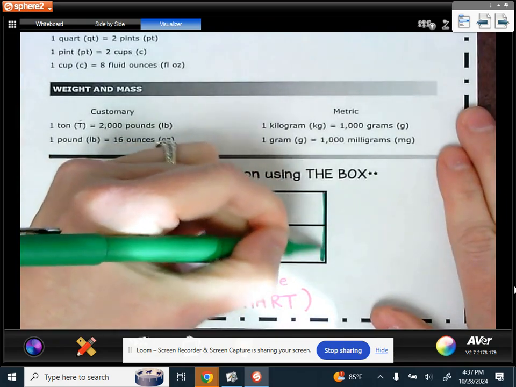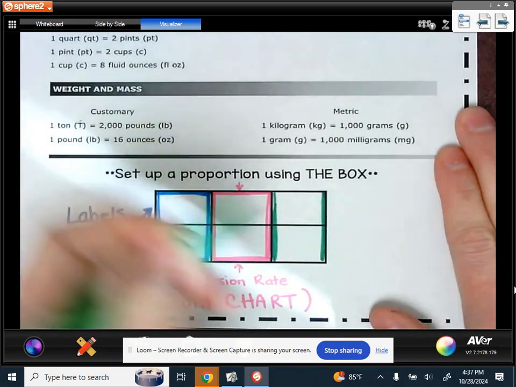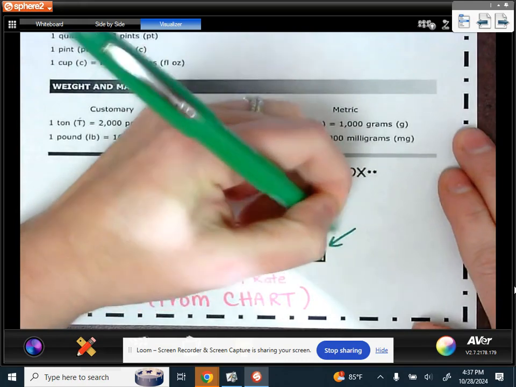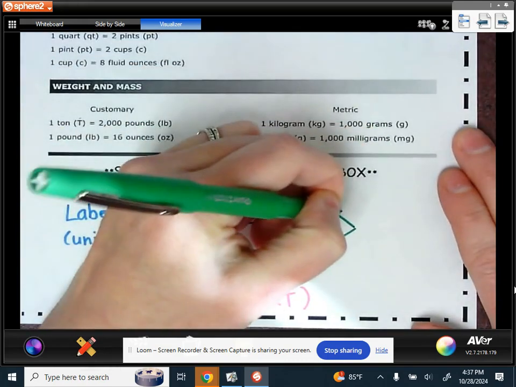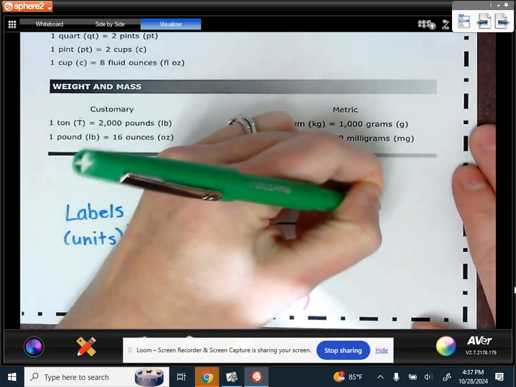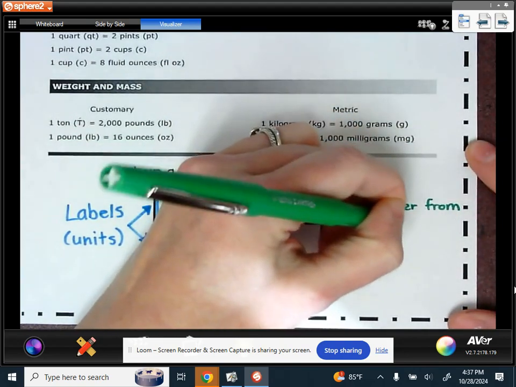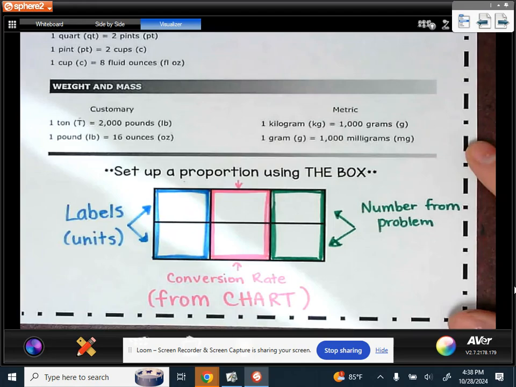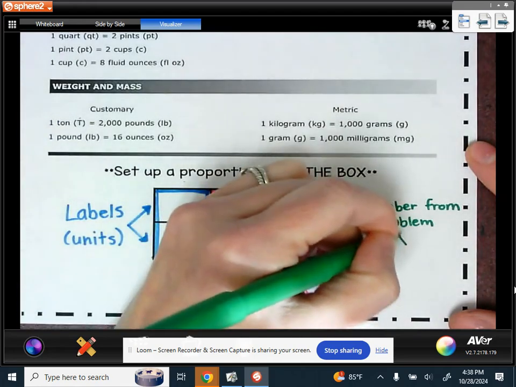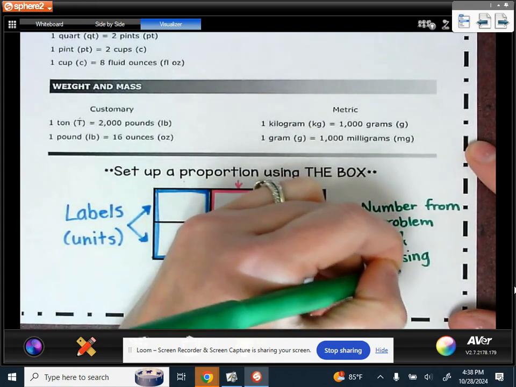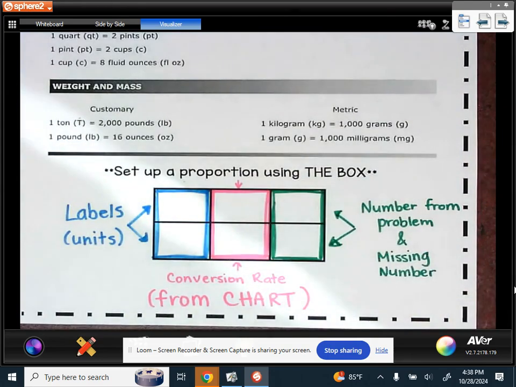But let's talk about what's going to go in these last 2 sections of your box. We said that there's 1 number from the problem. So that number from the problem is going to go in one of those boxes. And where it goes, top or bottom, depends on what the label is. So you've got to pay attention to your labels. And then the other box is going to stay open, just like in the regular box, because that's for your missing number. Eventually, it's going to be filled in, and that's going to be your answer. Okay, so like I said, all this will make a lot more sense if we look at some practice problems.